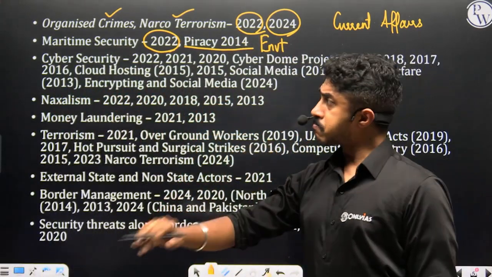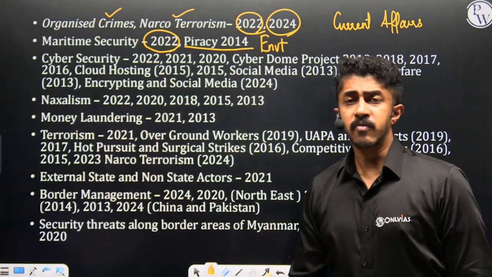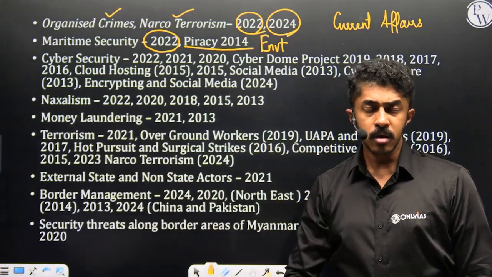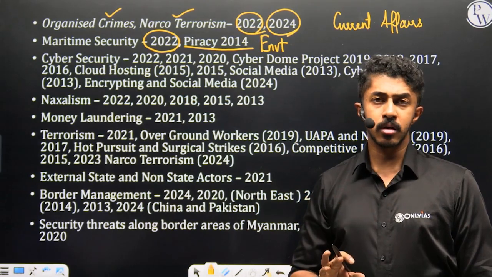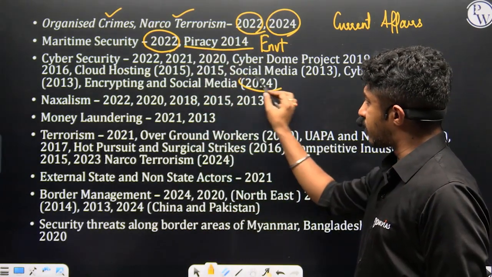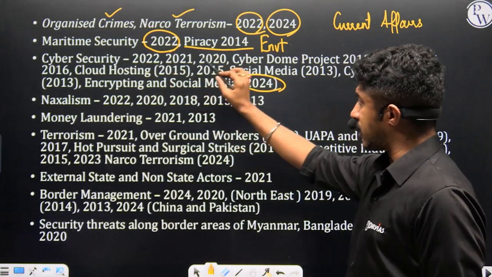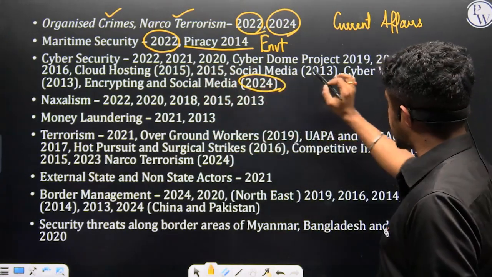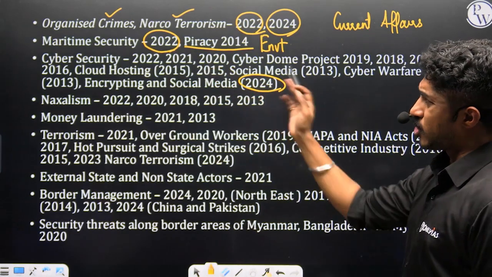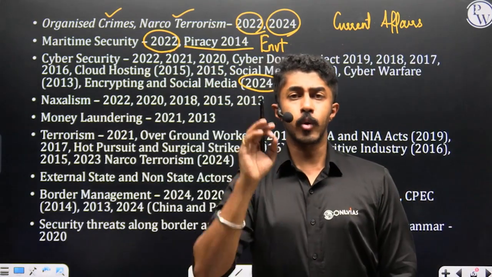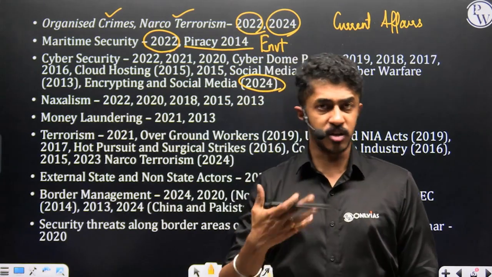All right. Then we have cyber security, which according to me is the most important topic in internal security. And you can clearly see the reason. 2024, 22, 21, 20, 19, 18, 17, 16, 15, 13. So if you actually look at it, barring 1 or 2 years, every other year, a question on cyber security has come in one format or the other.